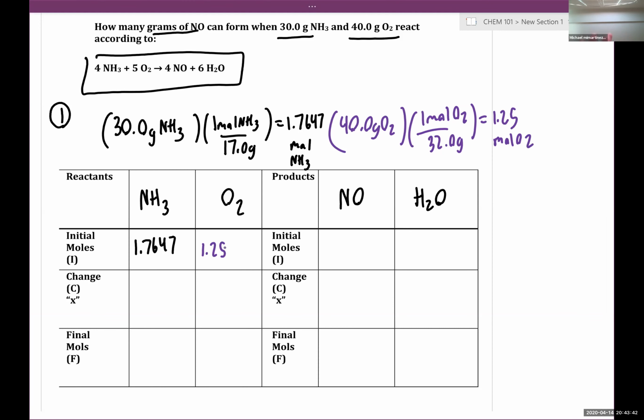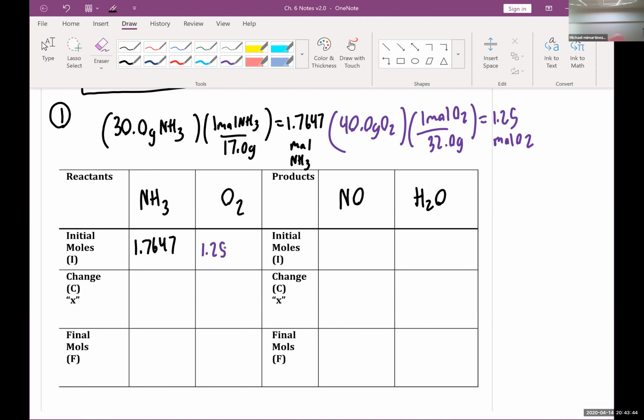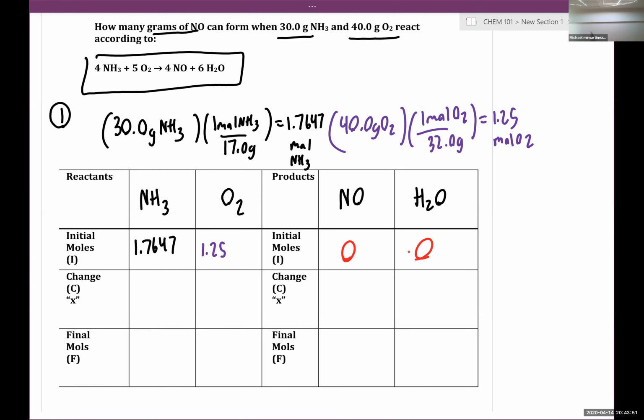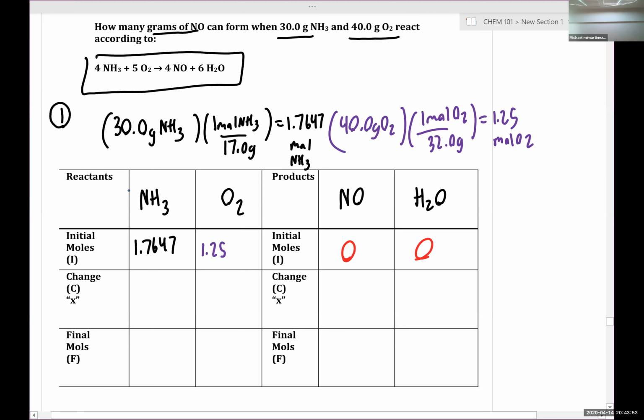Okay, we're now going to fill in for our products. We have 0 initial moles of product. And now we're going to fill in our reaction coefficients from our chemical equation. We have a 4 in front of ammonia, a 5 in front of O2, a 4 in front of nitrogen monoxide, and a 6 in front of water.